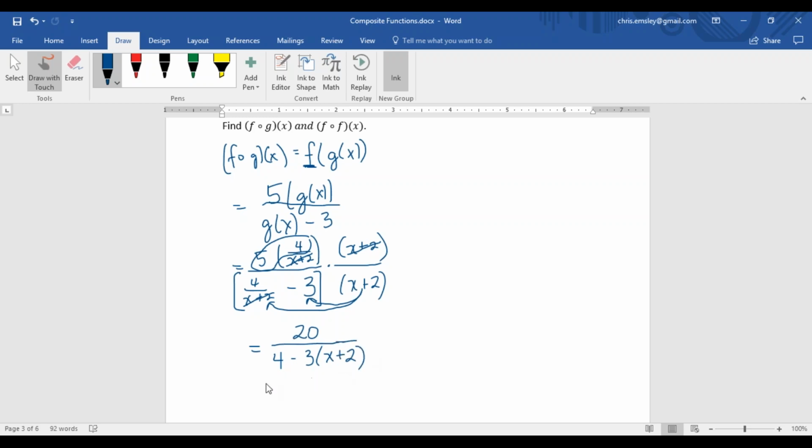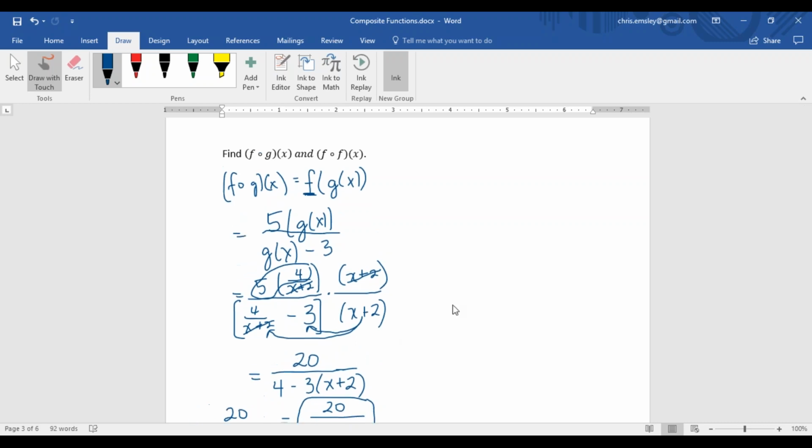And then this is a lot simpler, but we can still do a little more cleaning up. We get 20 over 4. We'll distribute that negative 3. And then combine those like terms in the denominator. We get minus 3x. A plus 4 and a minus 6 gives me minus 2. And that is our composite f of g of x.